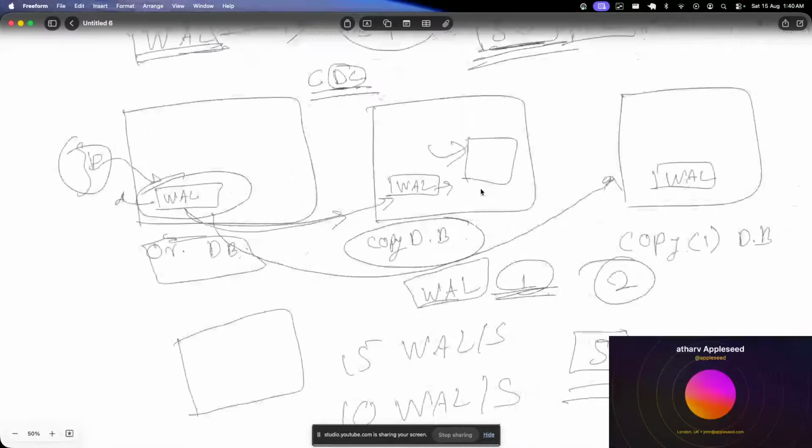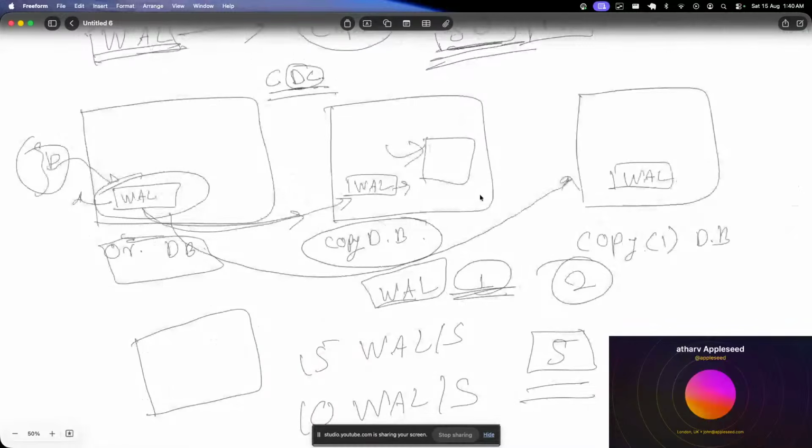Yes, so this write ahead log. Actually, the write ahead log that is generated is deleted after some time. We can't just keep the whole log from start to end, right? We need to delete the WAL that is being generated.